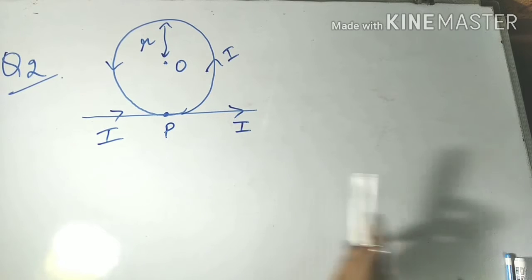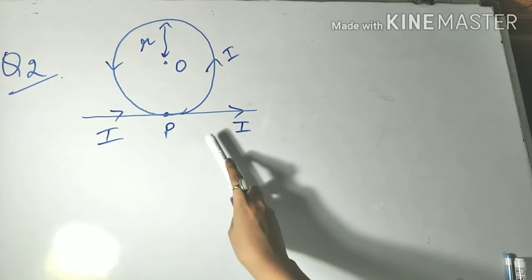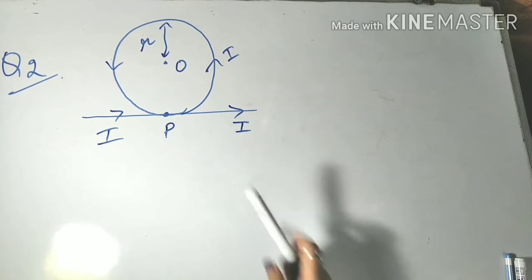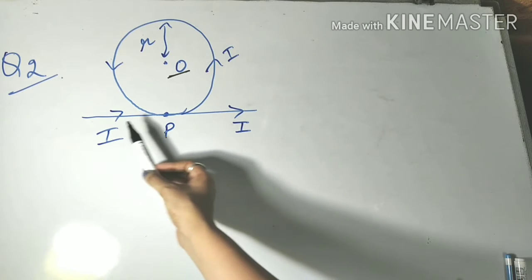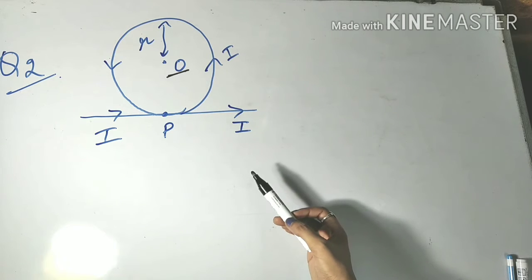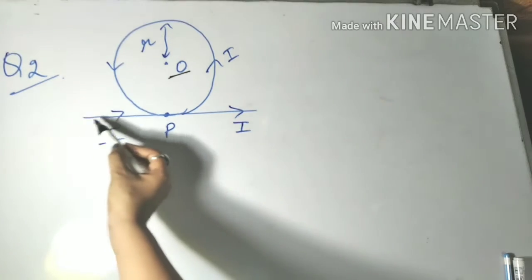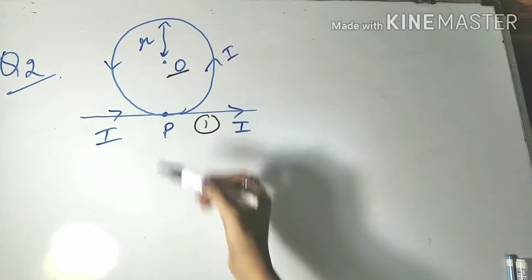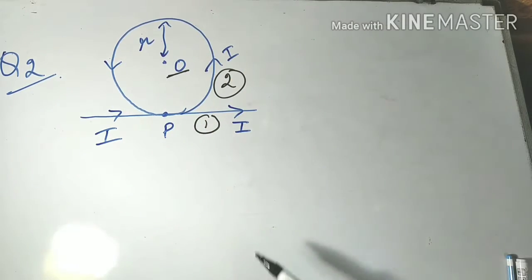Now this is the second question. A long wire is bent as shown in the figure. What will be the magnitude and direction of the field at the center O of this circular portion if current I is passing through the wire? We need to calculate the magnetic field at point O. Here you can see that we have a long straight wire, so the first part is this, and we also have the circular part, so the second part is the circle.